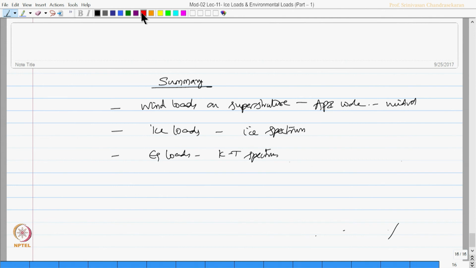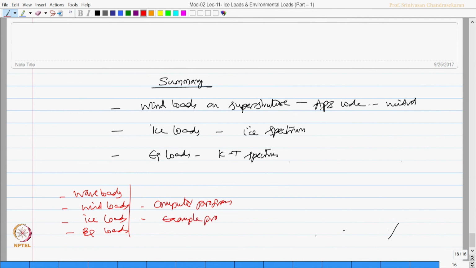So far we have learned wave loads, wind loads, ice loads, earthquake loads, including the computer program to calculate them, solving example problem to understand them. I hope you followed these lectures and you will be able to write these programs on your own and check the results and compare the answers what we have in the screen here.